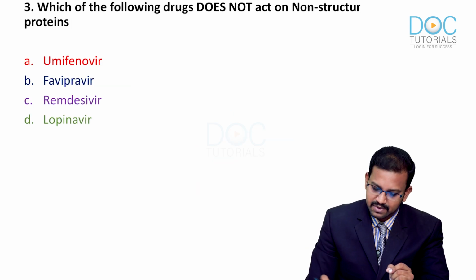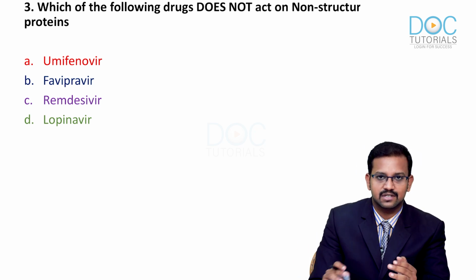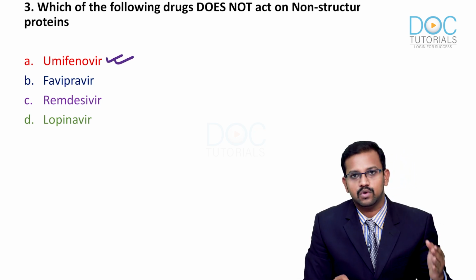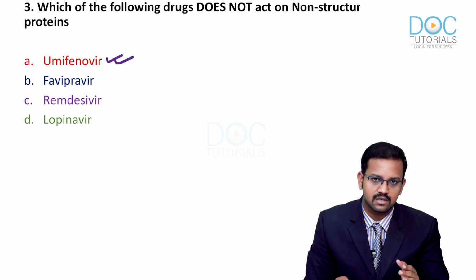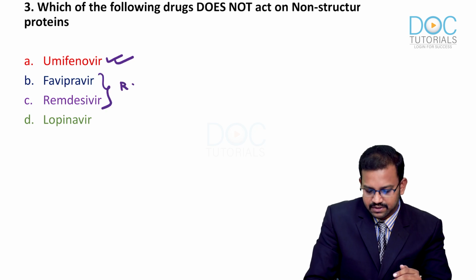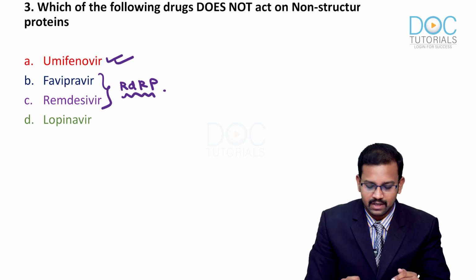In the options, it has been clearly asked which of the following does not act on the non-structural proteins, which means it's going to act especially on the structural proteins, and that is Umifenovir. Umifenovir has more orientation towards structural proteins. It has very minimal activity on non-structural proteins. What about the remaining options? Favipiravir and Remdesivir, both of these drugs tend to inhibit the RNA-dependent RNA polymerase enzyme.